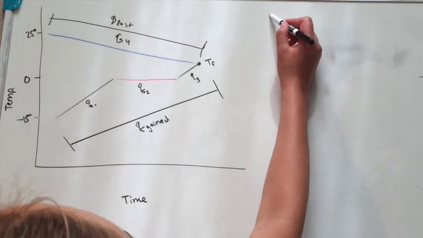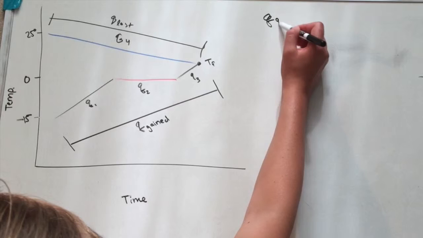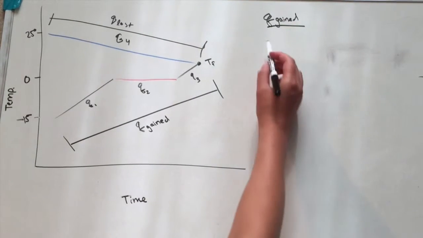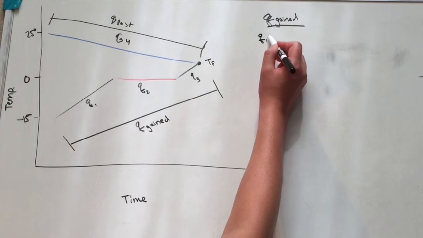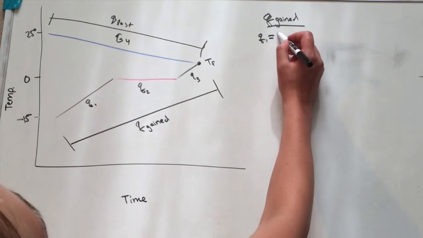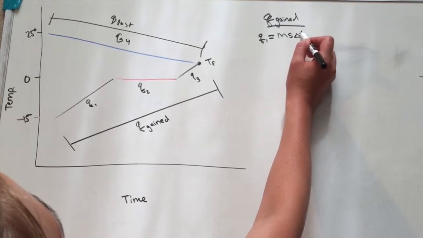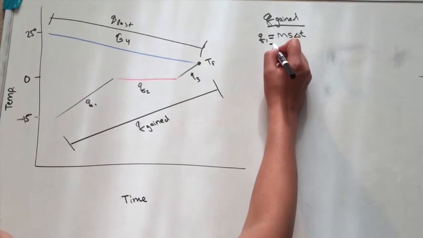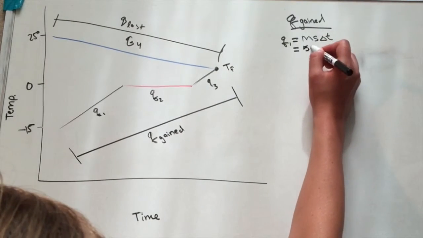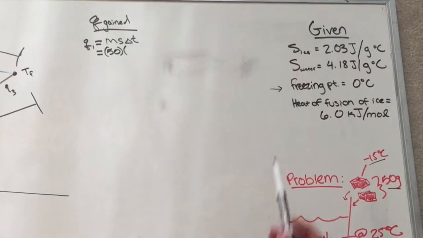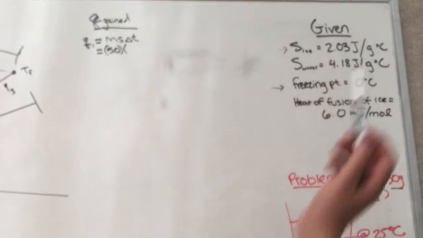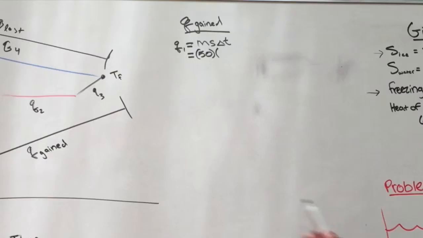So now we can start with our calculations for the first section, which is Q gained, and within that we can calculate Q1. And here we're just going to use our standard ms delta T formula. We will start with plugging in the 50 grams for the 50 grams of ice. Then we look over here and the specific heat of ice is 2.03 joules per gram degree Celsius.